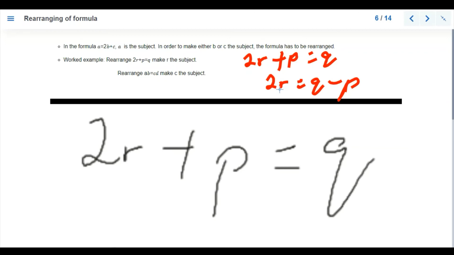We want to have r alone here, so we have to divide this side by what? We are dividing this side by 2, and dividing the other side by 2. So we cancel 2. We have r equals q minus p over 2. So we have made r the subject of the formula.